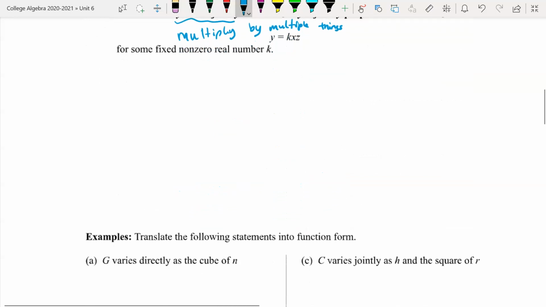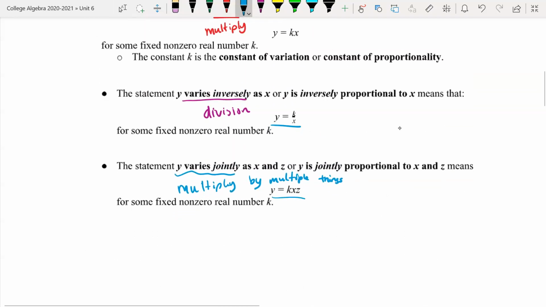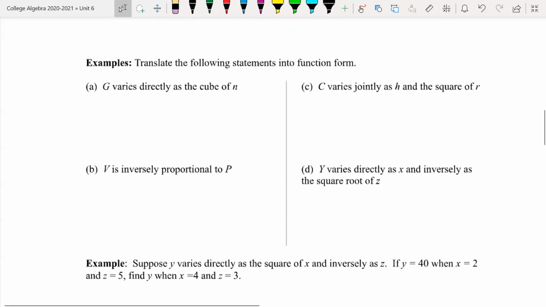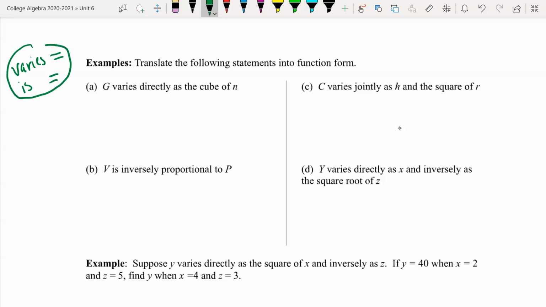So again, those example equations are just examples. They do change quite a bit though. What I really want you to focus on is what are we doing here? Translate the following statements into function form. The first thing I want to talk about is anytime you see varies or is, that's an equal sign. You need to know that. So get in the habit of that.